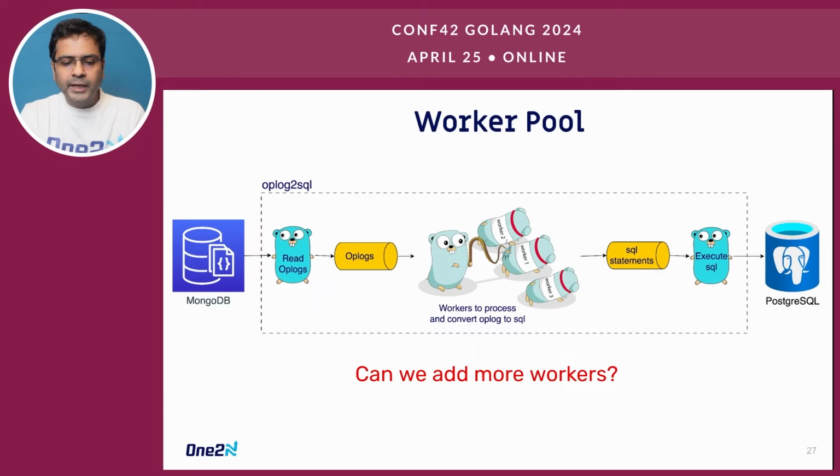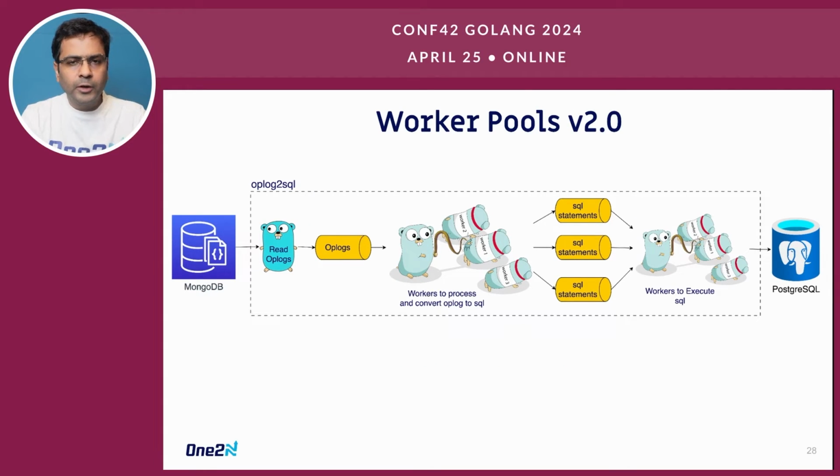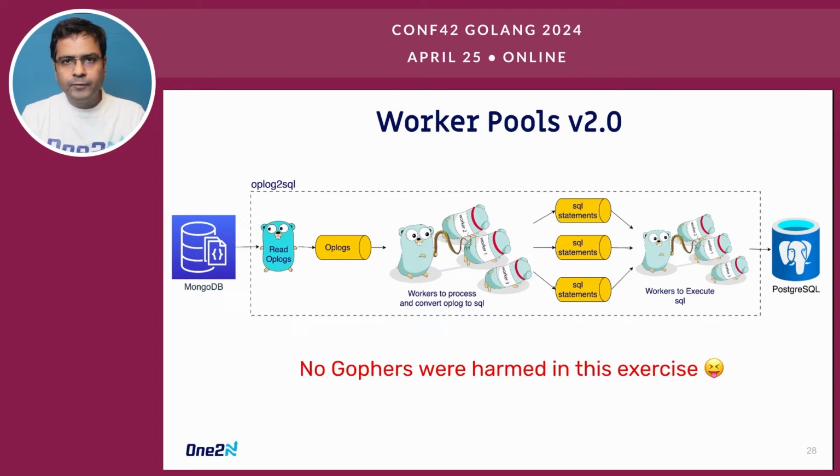We've got one design, but can we do better? Can we add more worker pools? Well, I think the SQL Go routine execution can also be parallelized and can also use some concurrency, right? So it could also use some help. So let's modify the program to have more Go routines. Now in this case, we have the same, but what we've done is, for each Go routine which handles the incoming oplog, it creates a set of SQL statements and pushes them into its own channel, which another Go routine can read from. This way, we have maximum concurrency.